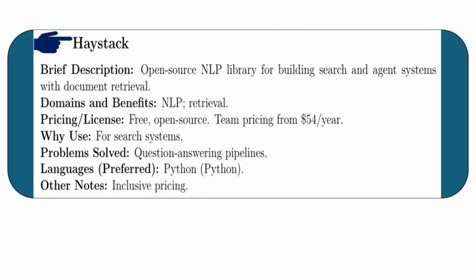Haystack, open source NLP library for building search and agent systems with document retrieval. Domain area NLP gets benefited as retrieval. It is free, open source. Team pricing from $55 per year, and it is useful for search systems and resolves question answering pipelines. Preferred language is Python. It has inclusive pricing.